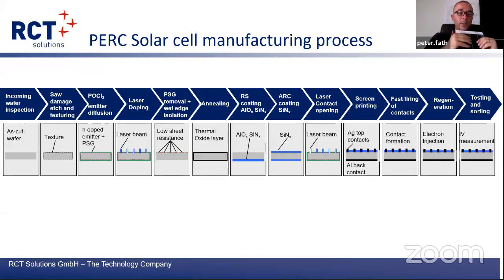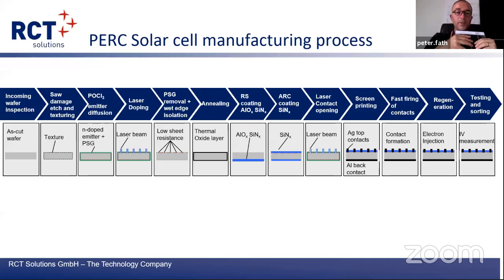And after that, we are going back into a furnace and heating up the whole wafer again with oxygen and with nitrogen. So we are making a thermal oxide layer, which is a very good passivating layer, and we are activating the phosphorus more carefully.